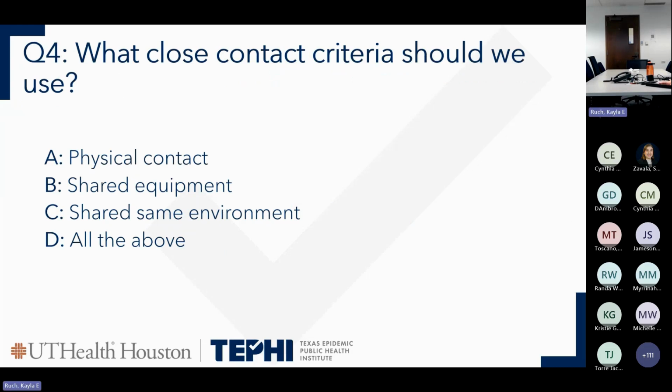So for this specific pathogen, what criteria are we going to use to determine if close contact has been made and what exposure looked like? Going back to how this organism is contracted, looking at the epidemiologic triad of infection, the relationship between the host, the agent, and the environment. How is it spread? Is it through physical contact, shared equipment, shared same environment, or D, all of the above? Yes, the answer is D, all of the above.